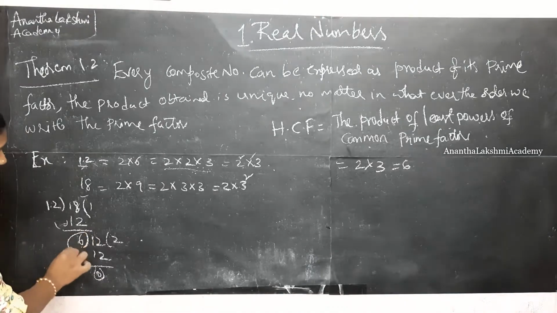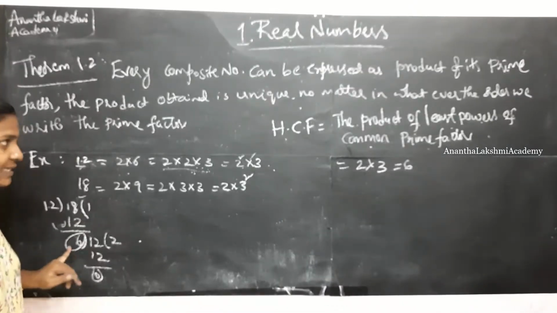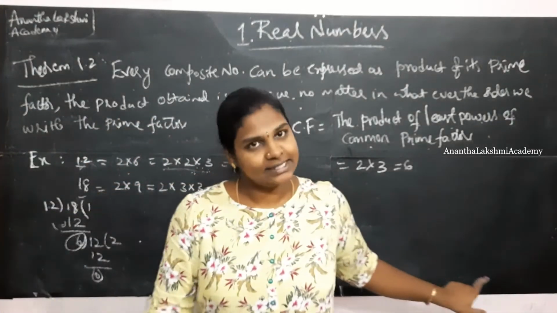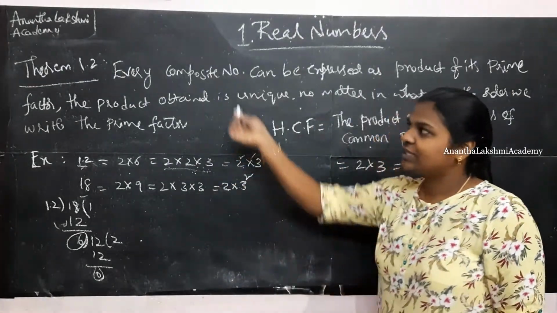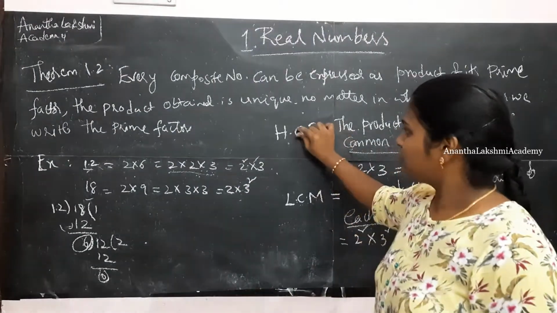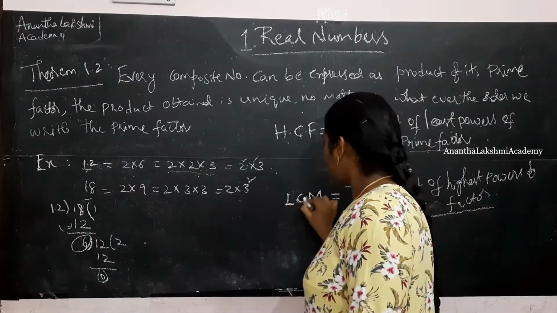So what is the HCF? According to Euclid's lemma, 6. Isn't it the same? Yes, that is what theorem 1.2 says. So now that we got to know the HCF, let us figure out LCM.